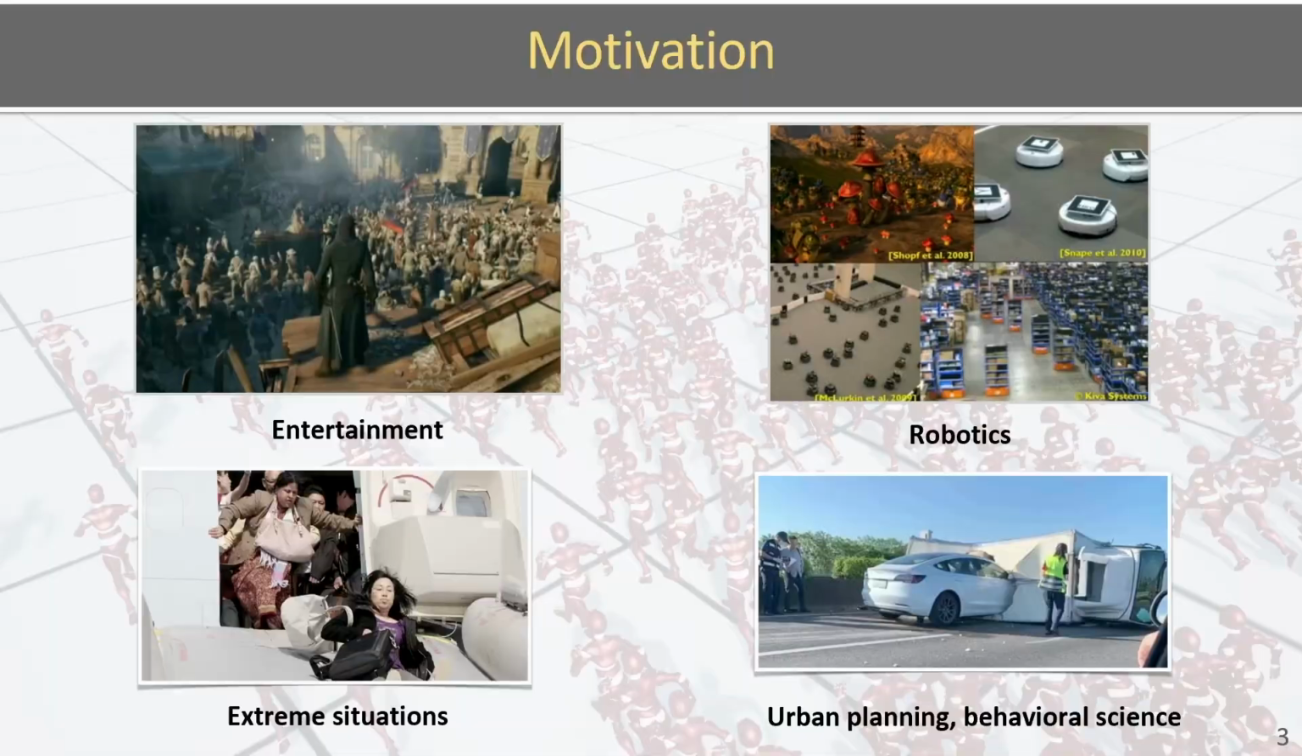Computing multi-agent dynamics has applications in entertainment, maybe in animations or movies where we want to create large virtual crowds, and also in robotics, where we want to move crowds smoothly. Also in extreme situations like fire or any other unwanted occurrences, we want to move crowds very safely. So this also has application in urban planning.